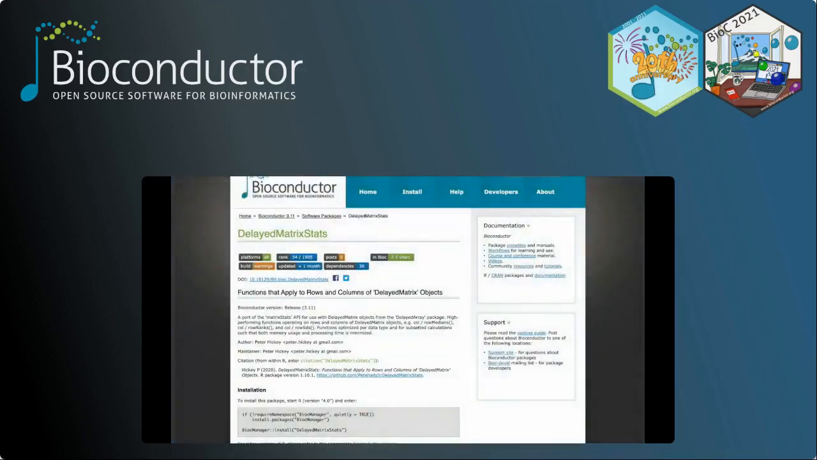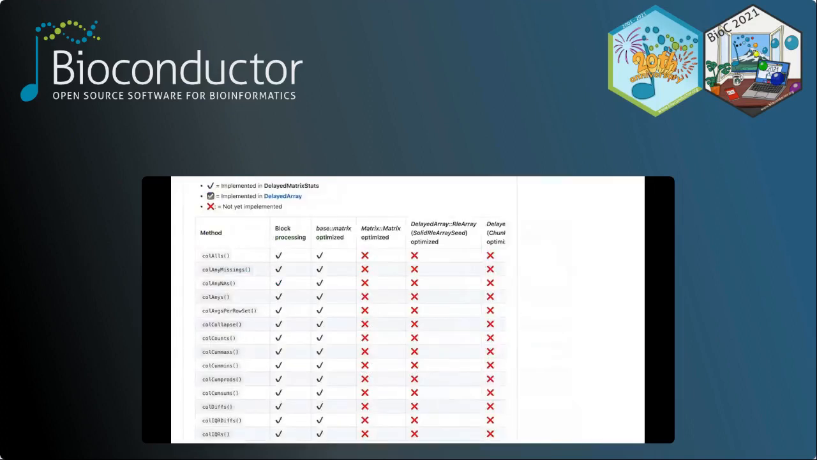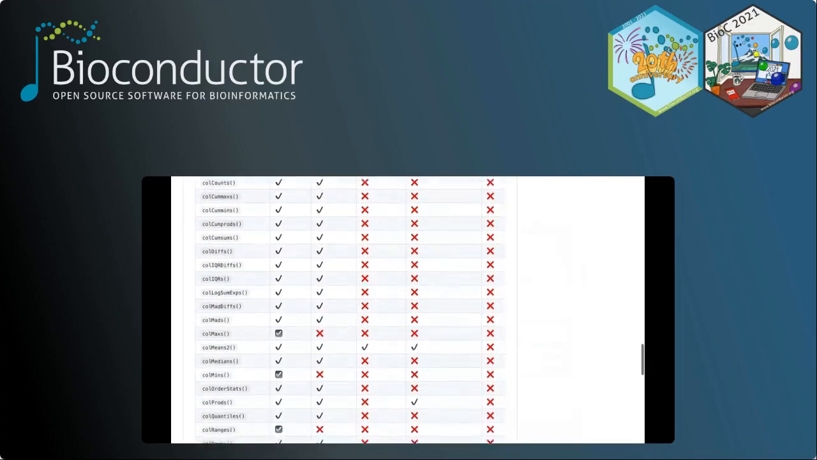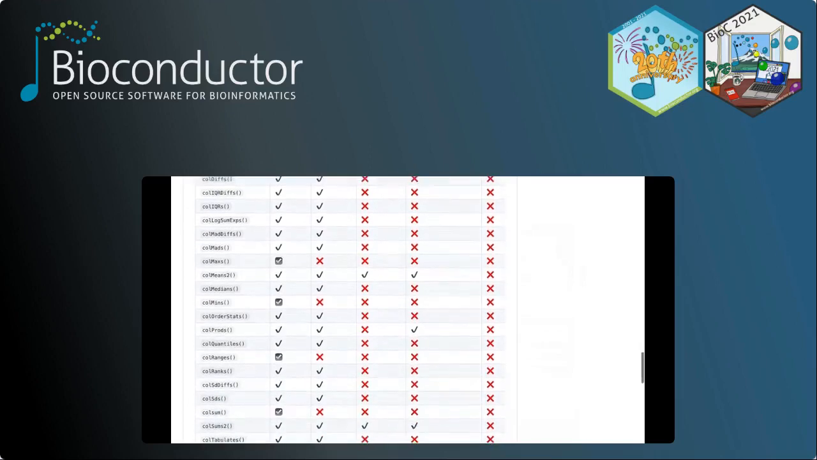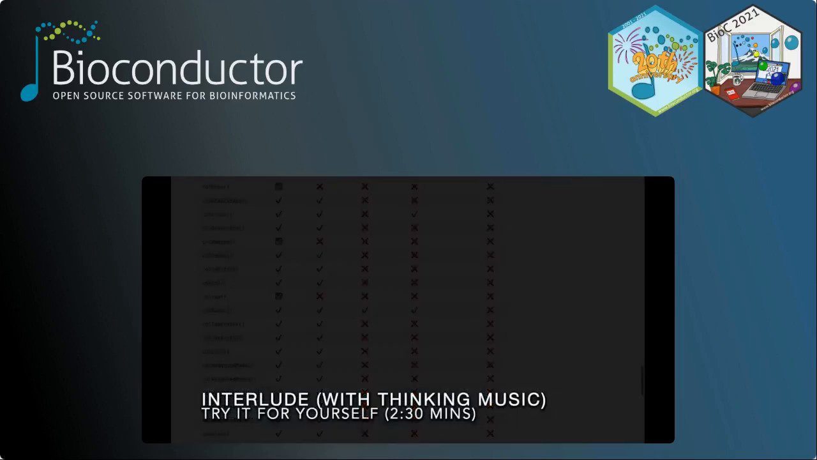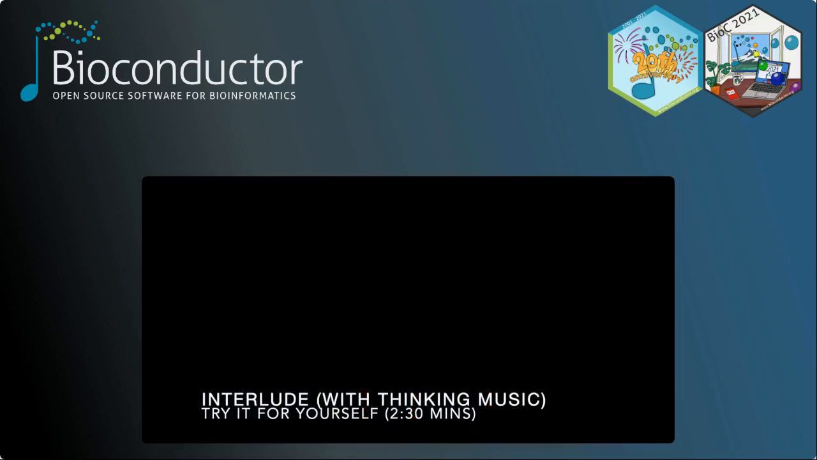Another useful package to know about is the DelayedMatrixStats package that implements the matrixStats API for use with delayed matrix objects. It provides more than 70 functions that apply to rows and columns of delayed matrix objects. If you've been following along with the coding examples, you might like to try out some of these functions for yourself.